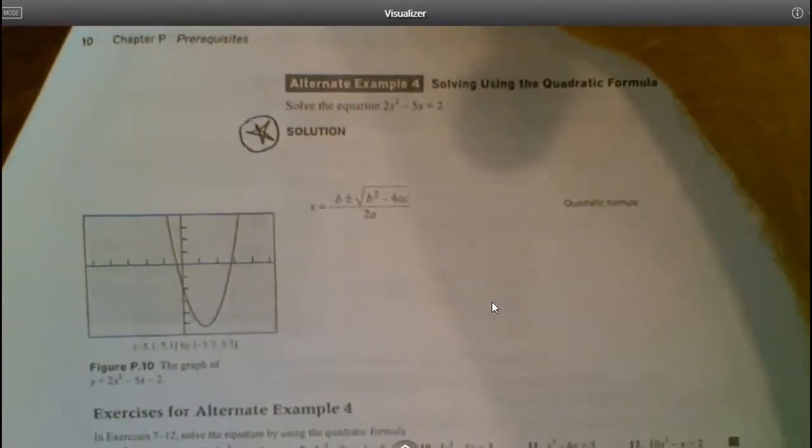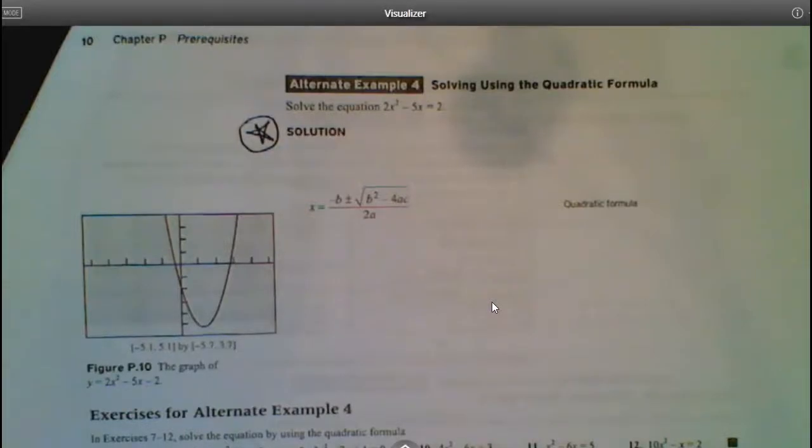Something I know you guys have had plenty of practice with is your quadratic formula. So this is just a quick reminder of doing quadratic formula. We've already seen how to solve these using our graphing calculator. We've seen solving by factoring. Quadratic formula is kind of your backup method. This works for all cases.